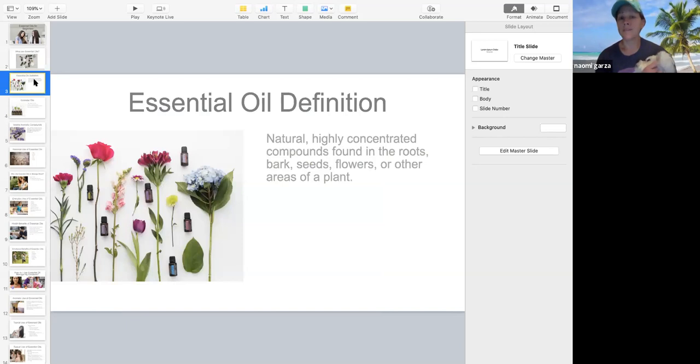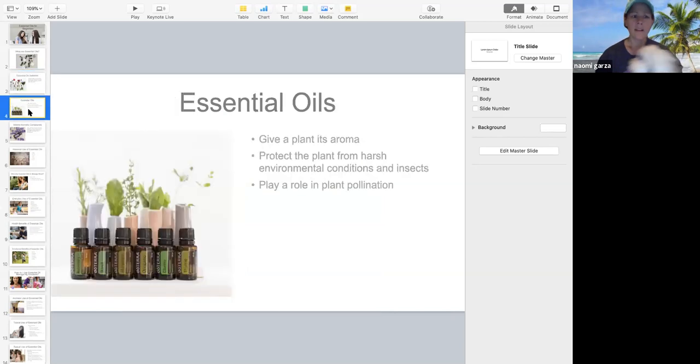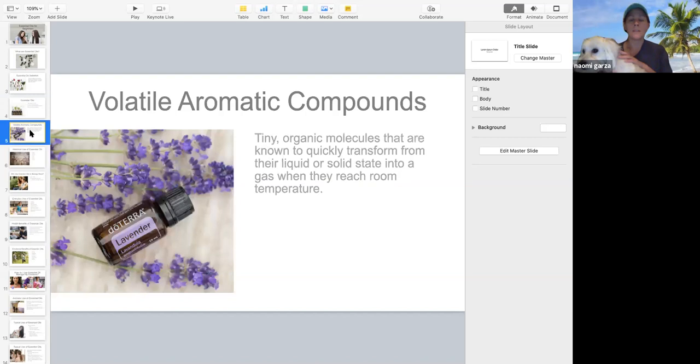So the essential oil definition: highly concentrated compounds found in roots, bark, seeds, flowers, and other parts. So you can say in some plants we use the stems and the roots, and in others we use the petals, if you are thinking of rose and jasmine, your floral oils. They give the plants their aroma, and they protect the plant, like I said, from harsh environments, insects, rodents, viruses, and bacteria. That's the role inside the plant. So it does about the same for us.